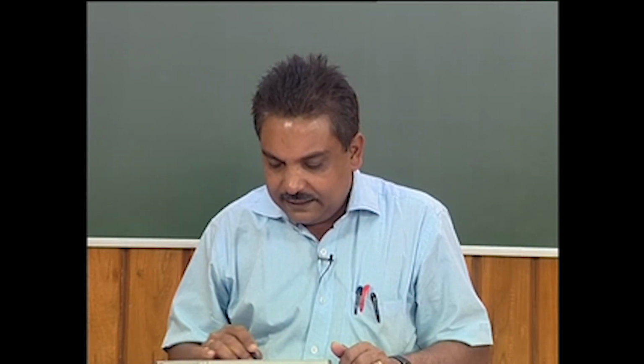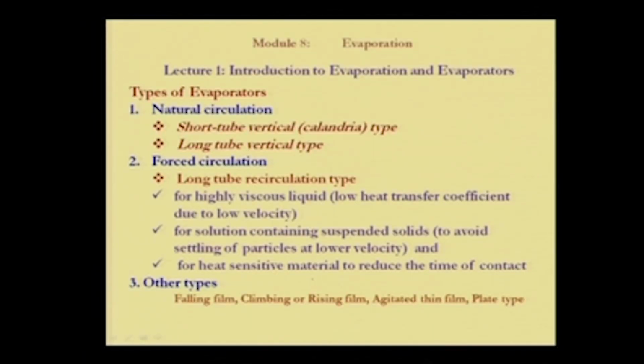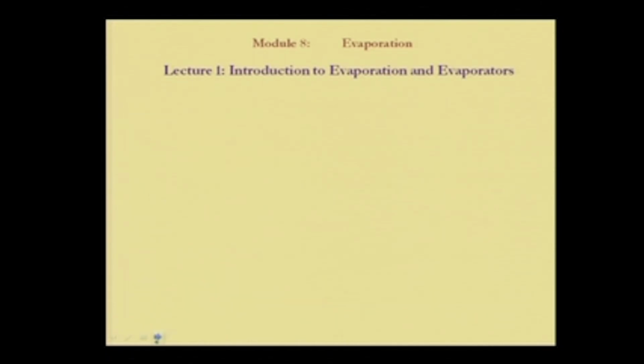And heat sensitive materials cannot be allowed to stay in the evaporator for a longer time. So, we need a higher velocity so that the residence time in the evaporator is less. That is why we use forced circulation. Then there are various other types of evaporators: falling film, climbing or rising film, agitated film and flat type. We will be quickly discussing the different aspects of the evaporators.